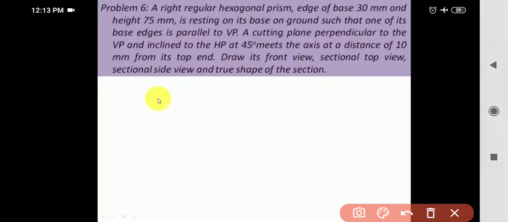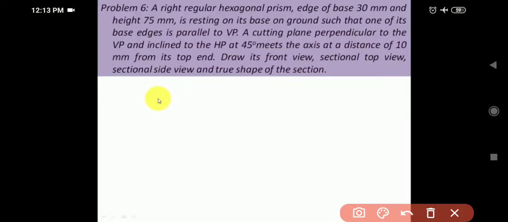Good morning, students. Today we are going to draw the sectional view of the hexagonal prism. So here one of the questions is given. So let us read that question first.